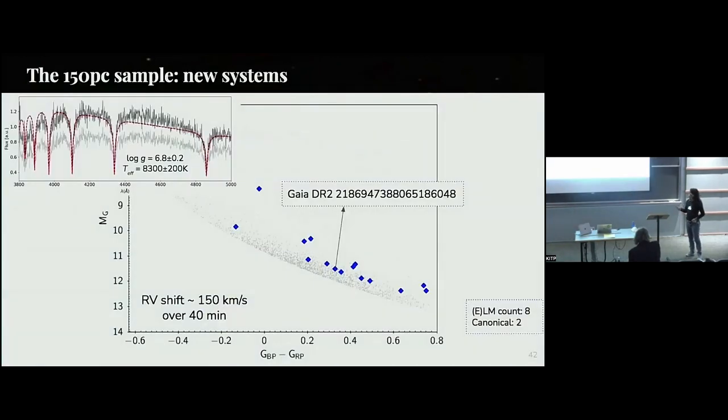This other one also shows an RV shift. The fit is not particularly good, especially because this one has a lot of reddening. So here the light gray is before reddening and extinction correction, and the dark gray is the corrected one.